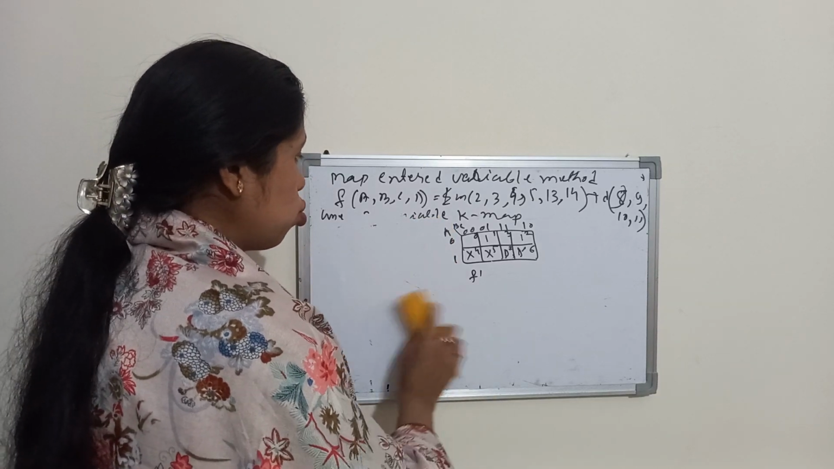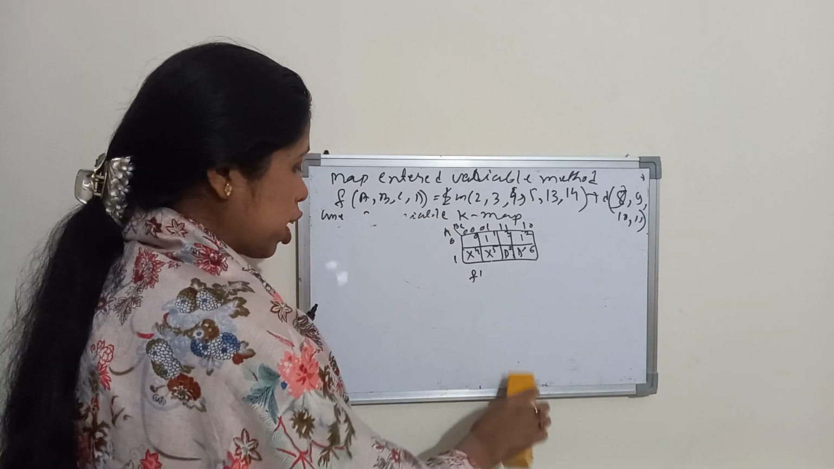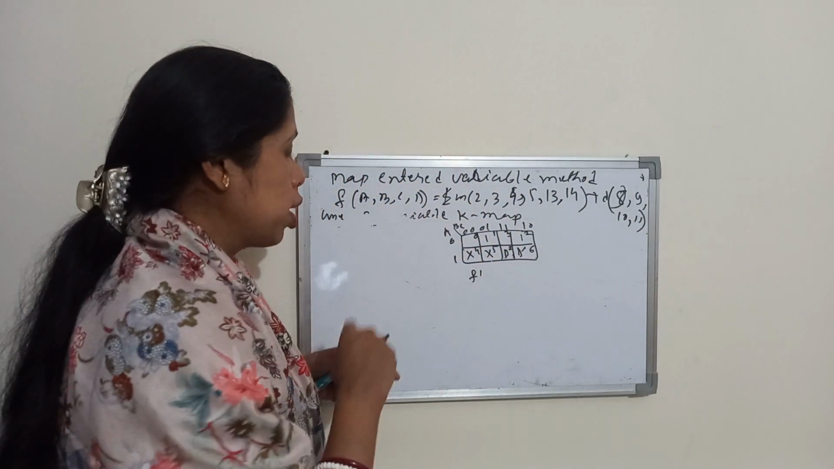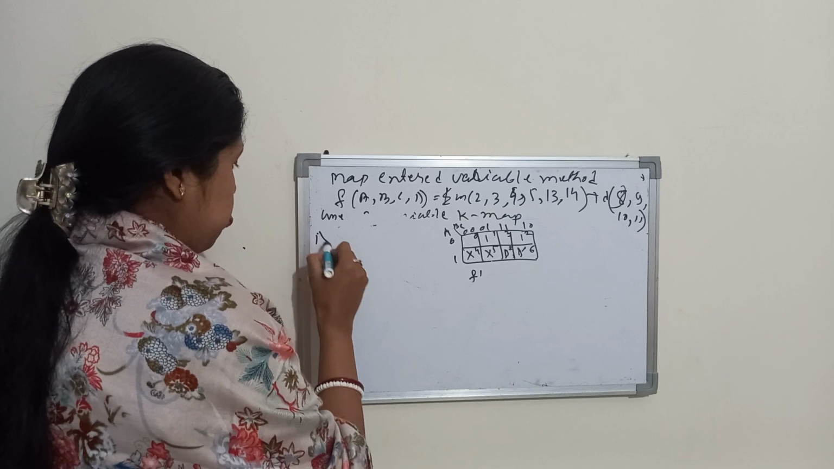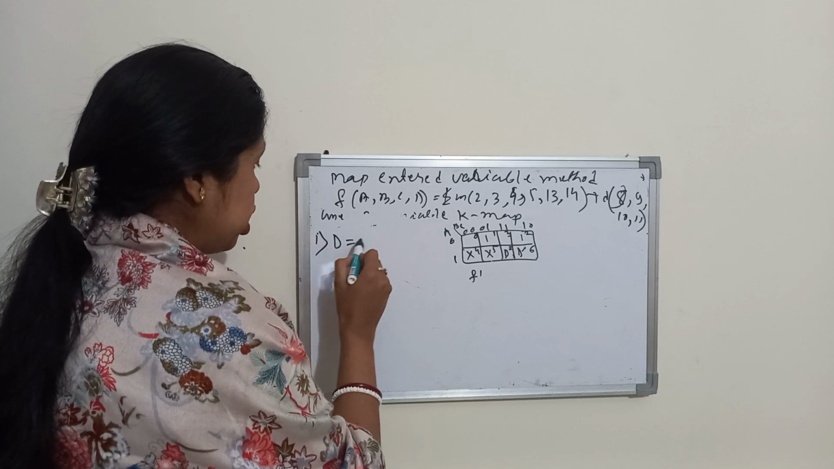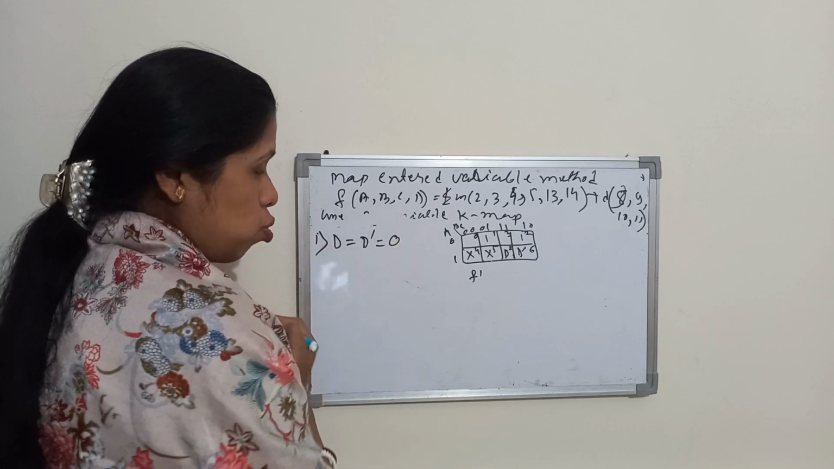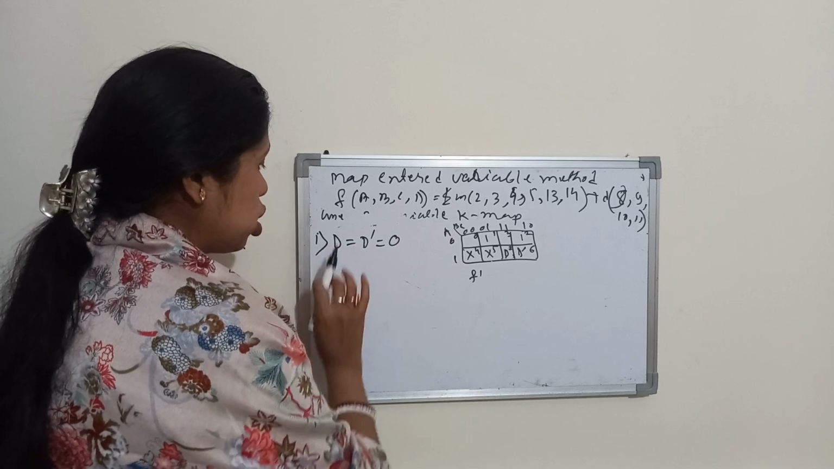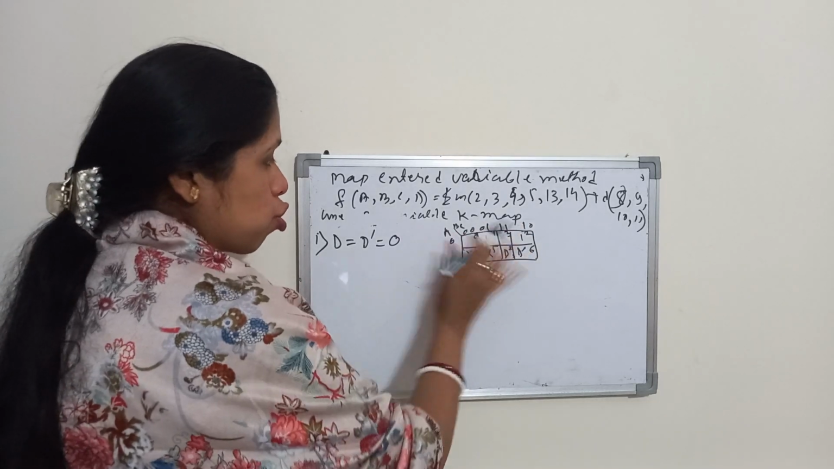And after that you have to reduce the K-map based on some conditions. Okay, you will get 3 K-maps. The first condition: in the first condition, my d and d prime both should be 0. So by considering d and d prime as 0, I will draw the K-map.